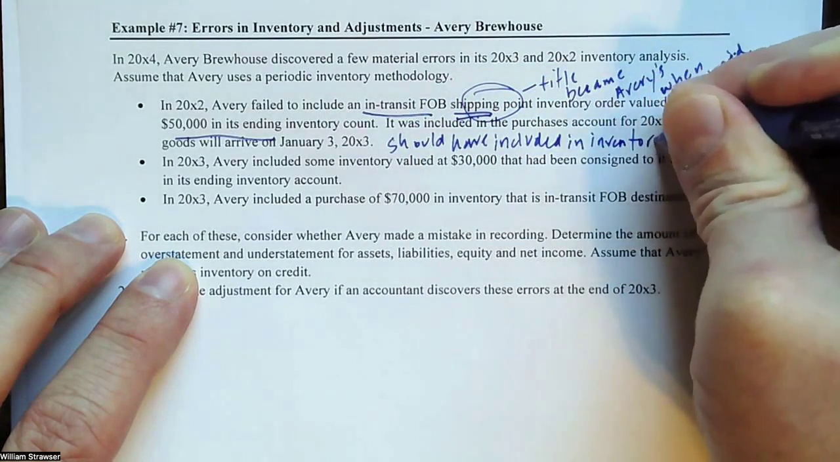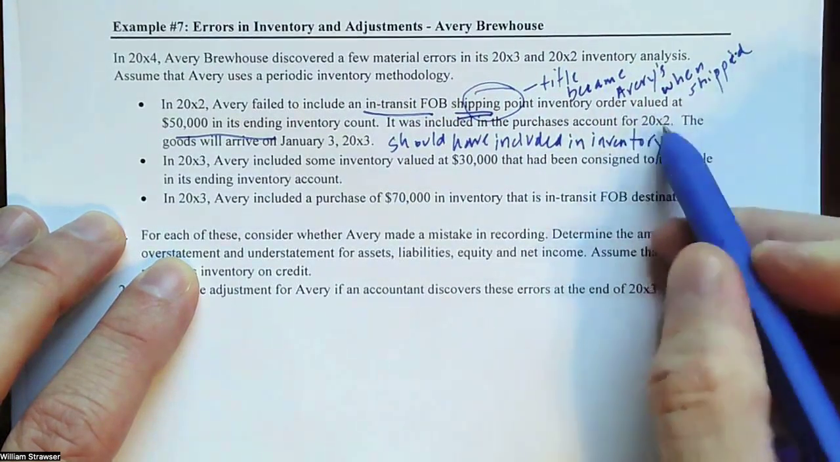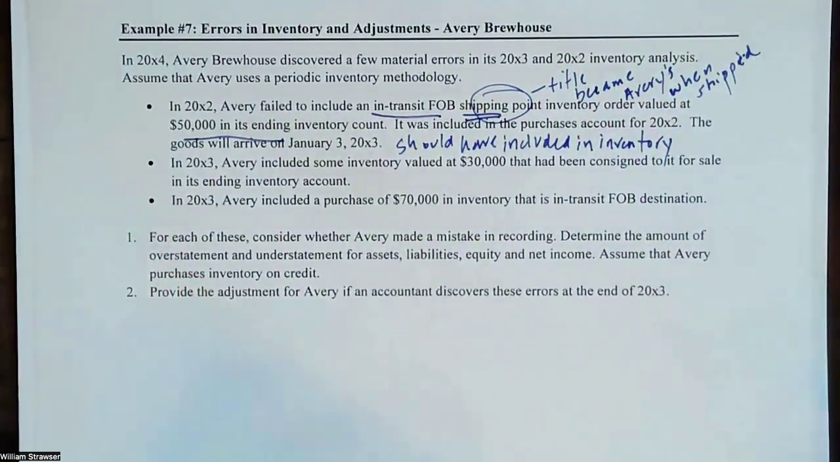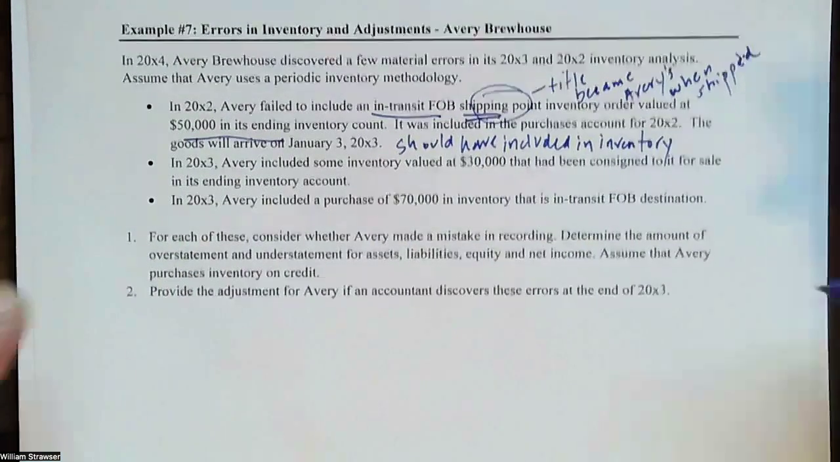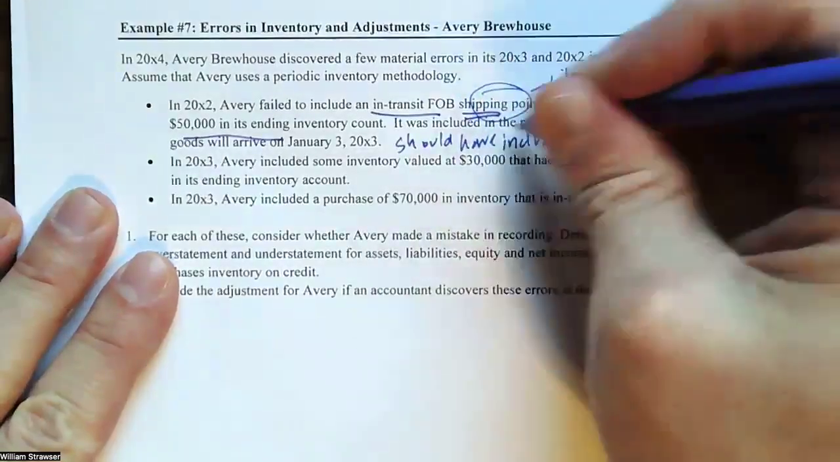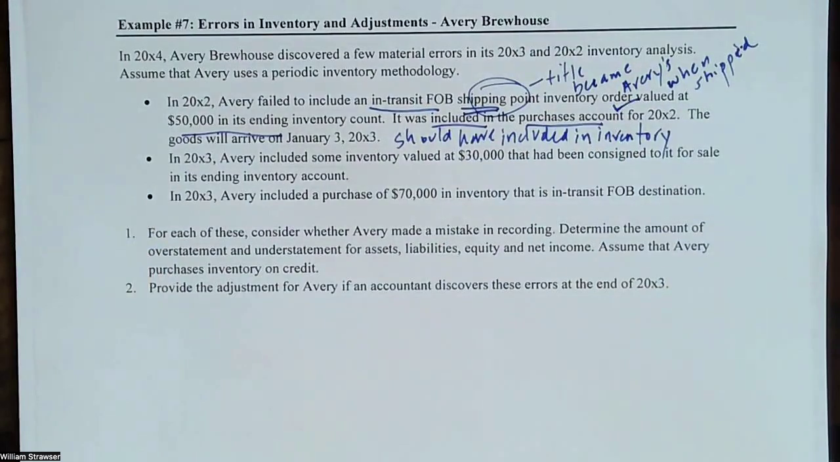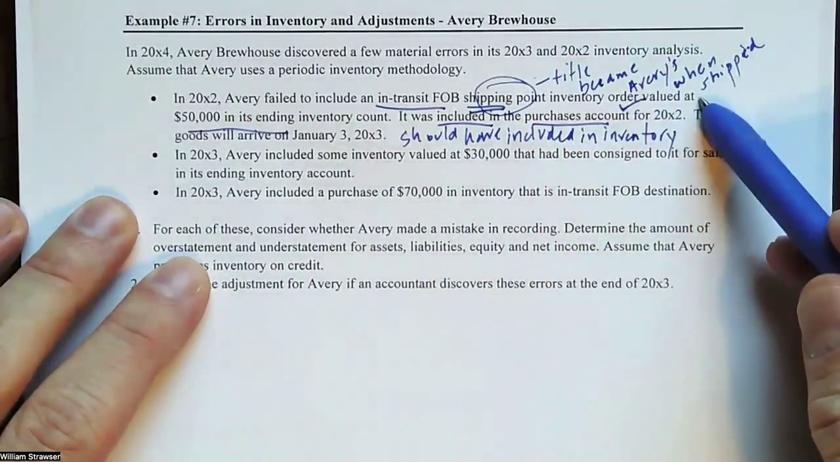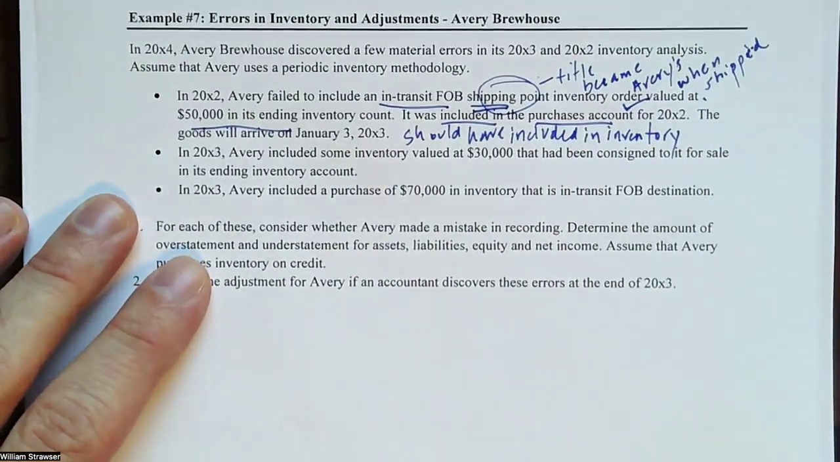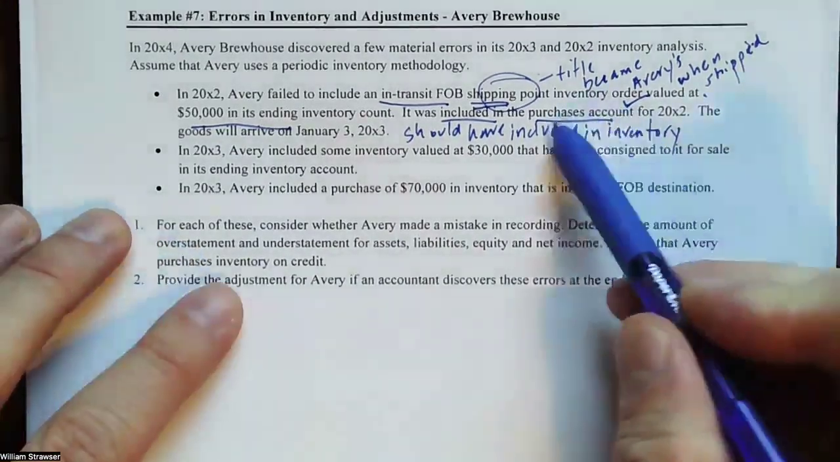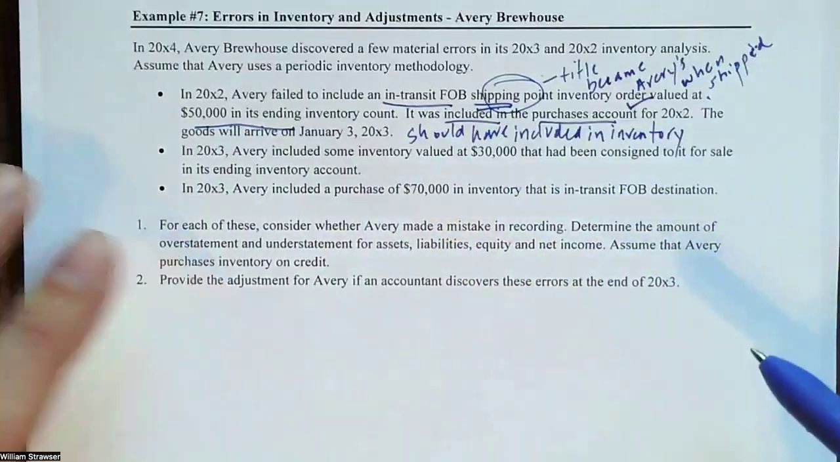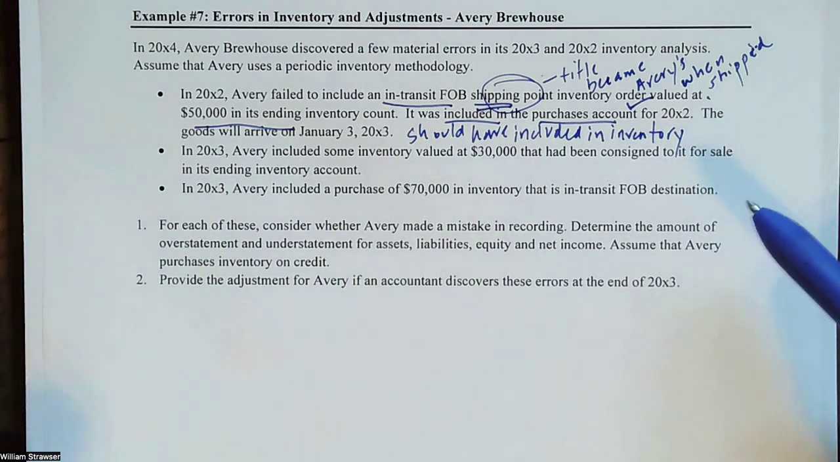It did include it as a purchase for 20x2. So it did record the purchase, it just didn't count it as there because it was on the road, right? And this part, the inclusion in purchases, is definitely correct because the title became Avery's when it was shipped. So that's when we record the purchase. But we should have also included it in our ending inventory. So that was the mistake. It looks like the only mistake that happened in 20x2.